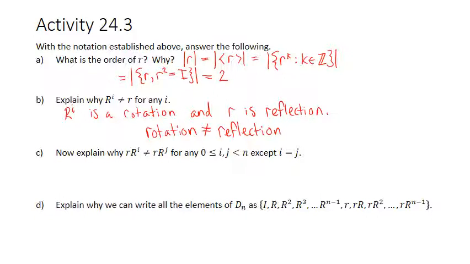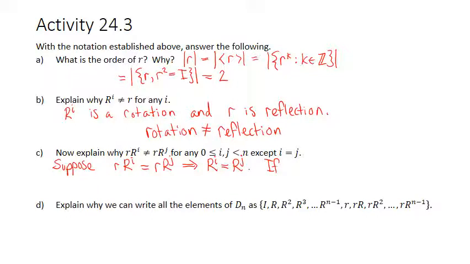Okay, part C, now explain why little r times big R to the i does not equal little r times big R to the j for any i, j between 0 and n, except when i equals j. Let's think about this. Remember, the dihedral group is a group. Suppose that we did have little r times big R to the i equals little r times big R to the j. Then we would be able to do cancellation, so we would have that big R to the i equals big R to the j.